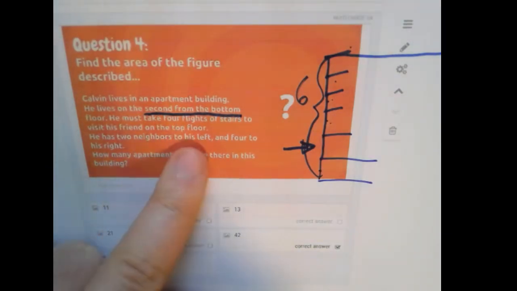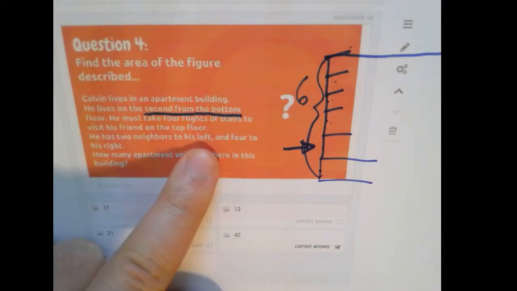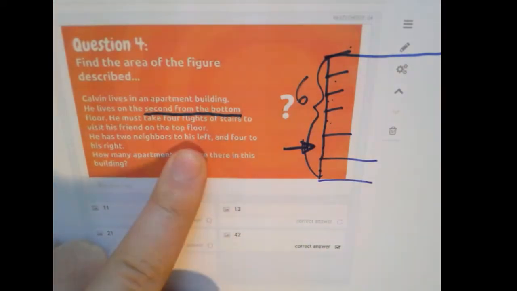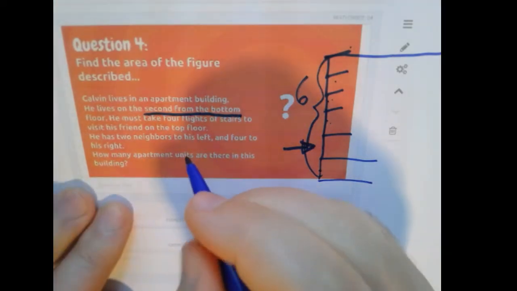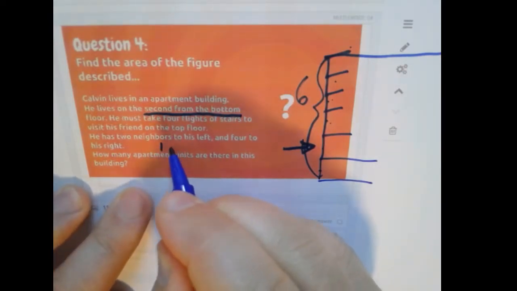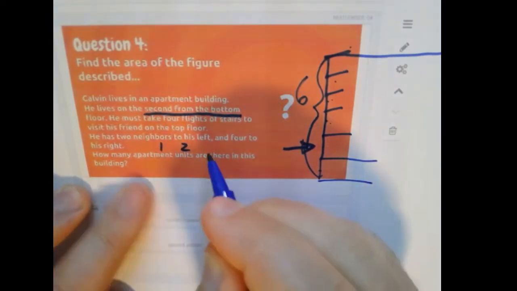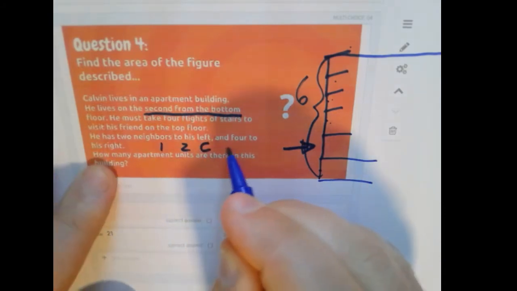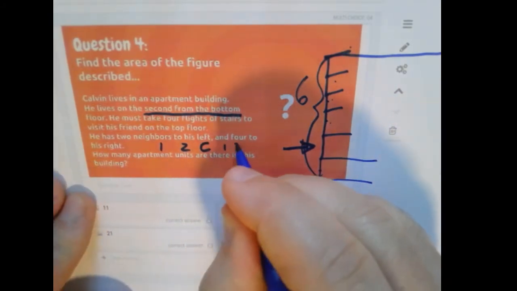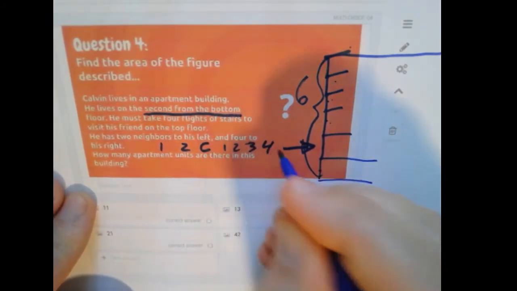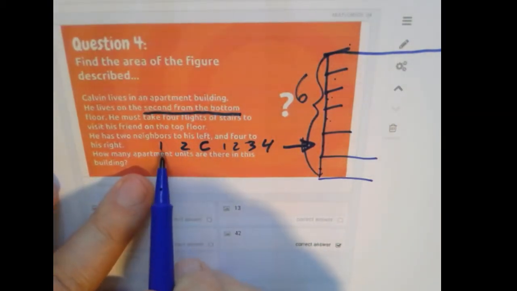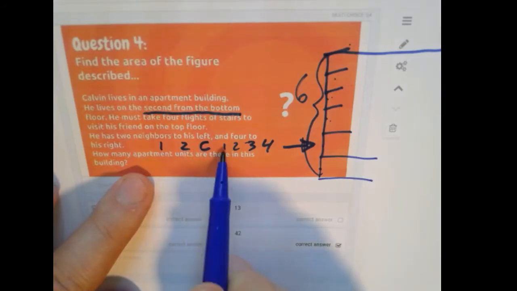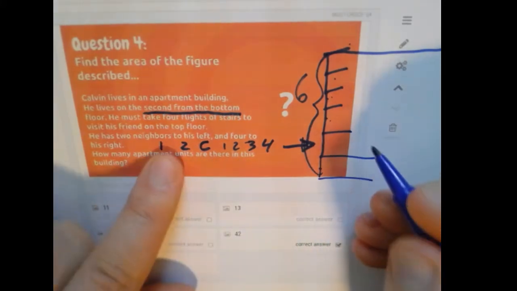So if he has 2 neighbors to his left and 4 to his right, let's picture that. So we have 1, 2 to his left, then there's Calvin, then 4 to his right, 1, 2, 3, 4. So what is this going to look like? Actually, how many people live on each level? 1, 2, 3, 4, 5, 6, 7. So this is what that's going to look like.